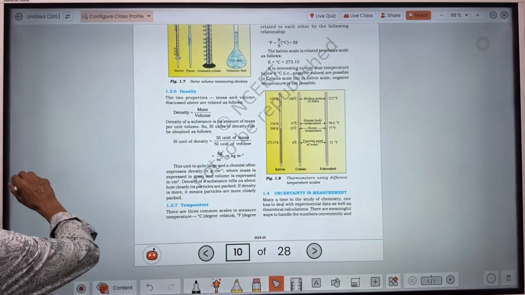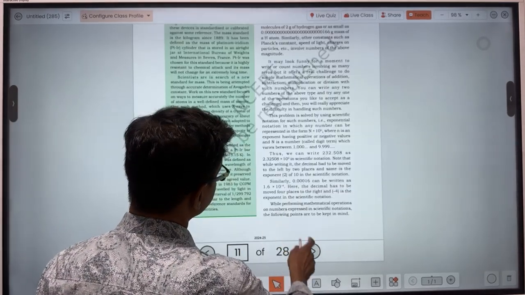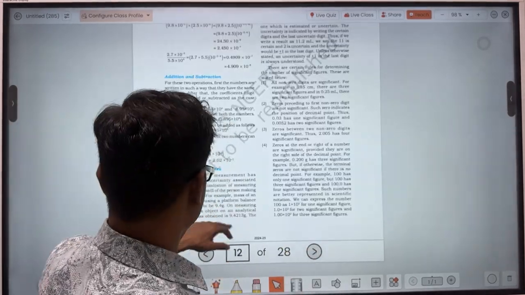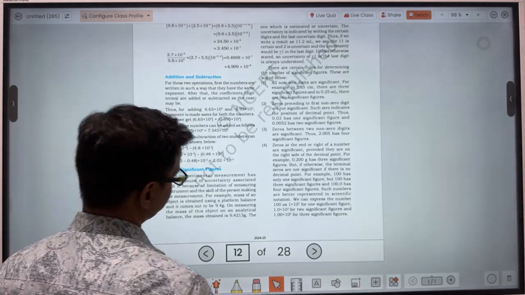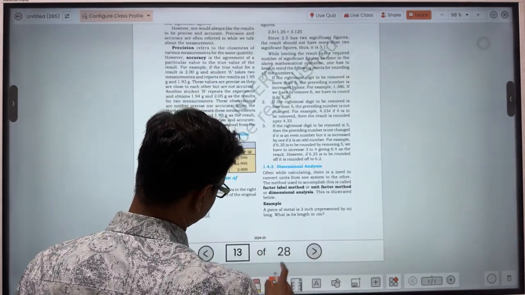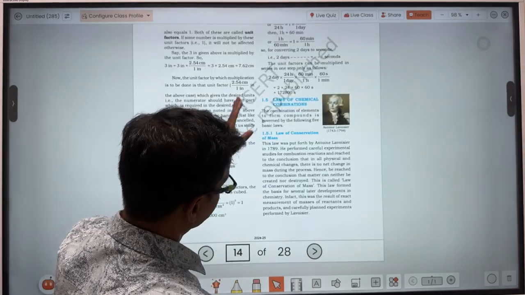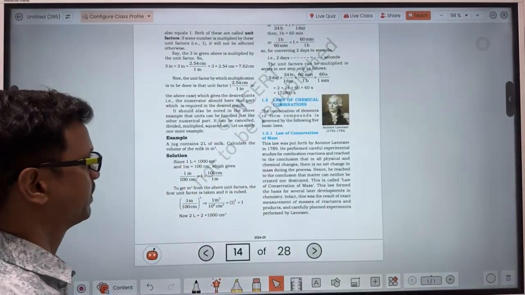Uncertainty in measurement, that you study in physics. Now we just start from here, mole. Significant figures you calculate, you find out in physics. In physics you will study in detail. So here main chemistry starts from here.